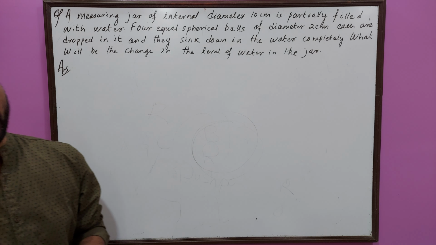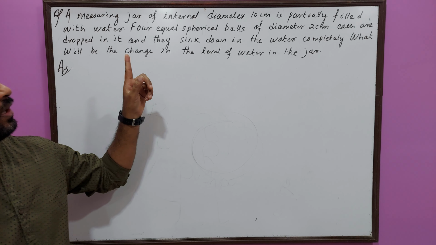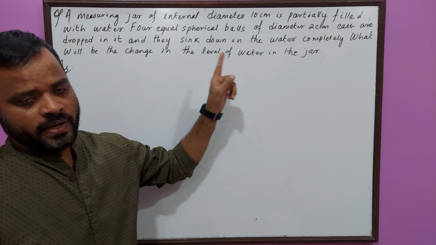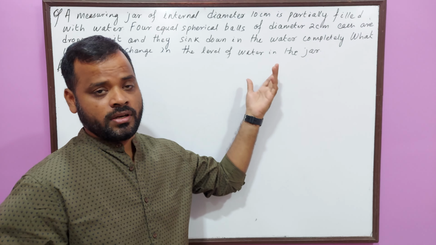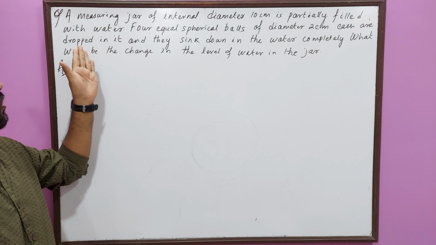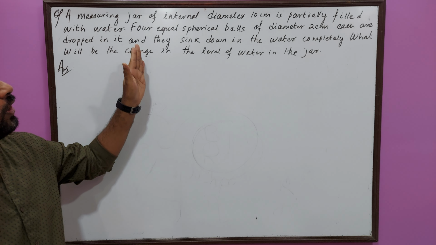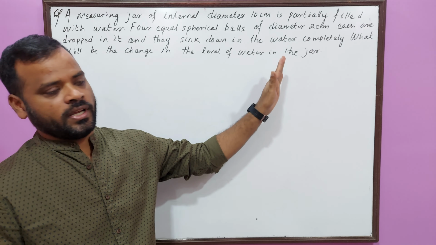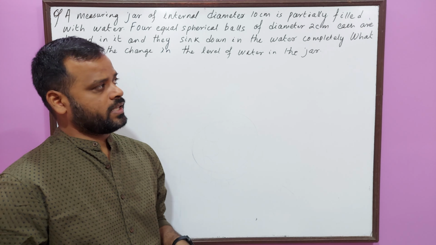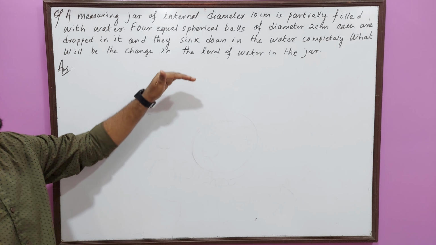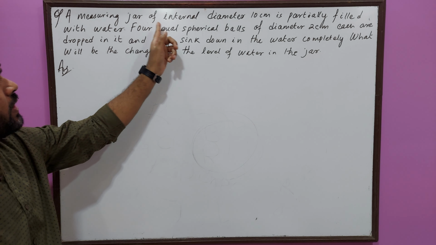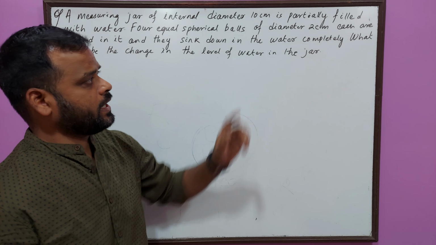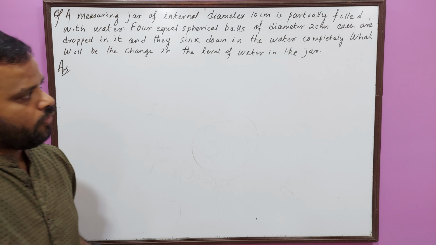What I will recommend is that whatever the terms are given in the question, it is nothing but a hint to the question, a hint to the answer also. So you need to understand each and every word carefully, then you can easily get the answer. Half of the answer is already in the question. Here it is given that a measuring jar of internal diameter 10 centimeter is partially filled with water.